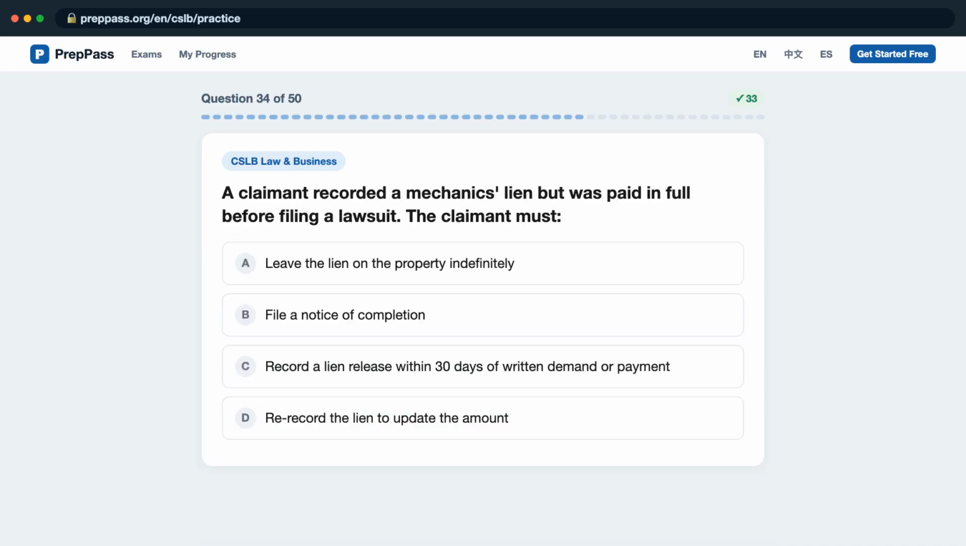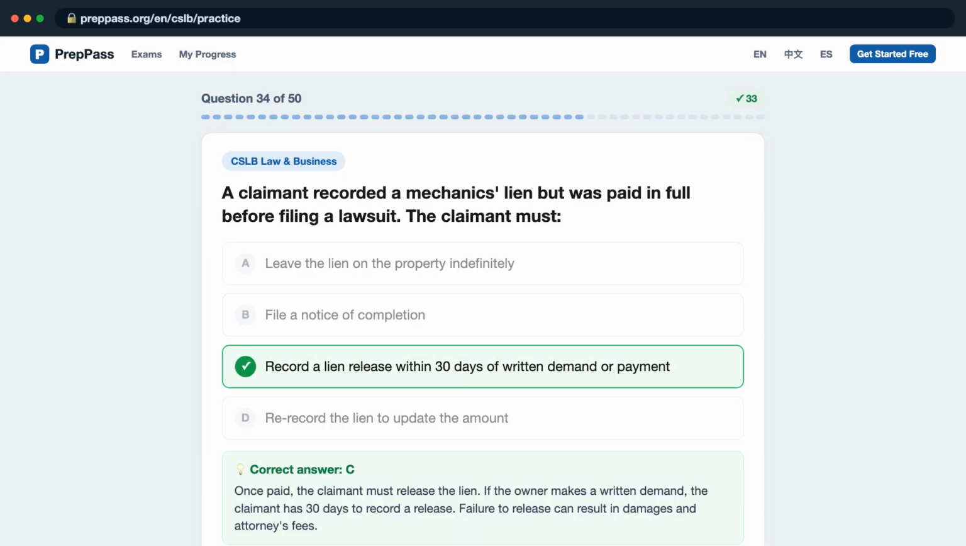Question 34. A claimant recorded a mechanic's lien but was paid in full before filing a lawsuit. The claimant must, is it A, leave the lien on the property indefinitely? B, file a notice of completion? C, record a lien release within 30 days of written demand or payment? D, re-record the lien to update the amount? The correct answer is C. Once paid, the claimant must release the lien. If the owner makes a written demand, the claimant has 30 days to record a release. Failure to release can result in damages and attorney's fees.